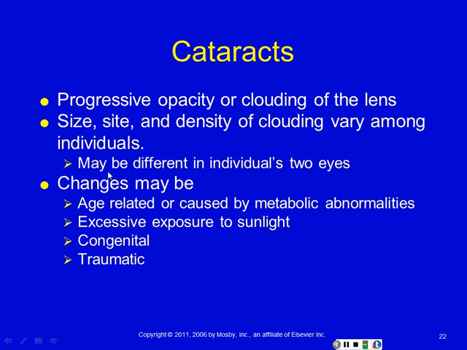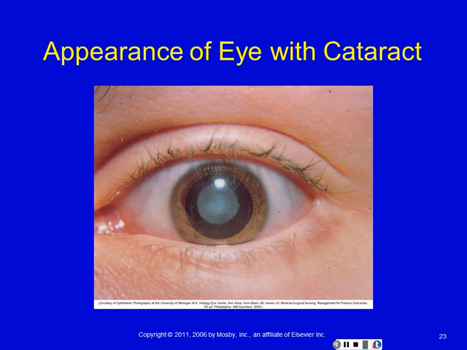We don't really know exactly what causes this. Certainly it's age-related. There are some metabolic abnormalities that accelerate cataract growth. Excessive exposure to sunlight. So one of the reasons we encourage people to wear sunglasses or have UV coating on their eyeglasses or contacts is because it's supposed to reduce the incidence of cataracts. And then it can be congenital or traumatic. So when you look in a person's eyes with cataracts, you see this sort of blue hue on the inside. You know, normally we would see red, right?